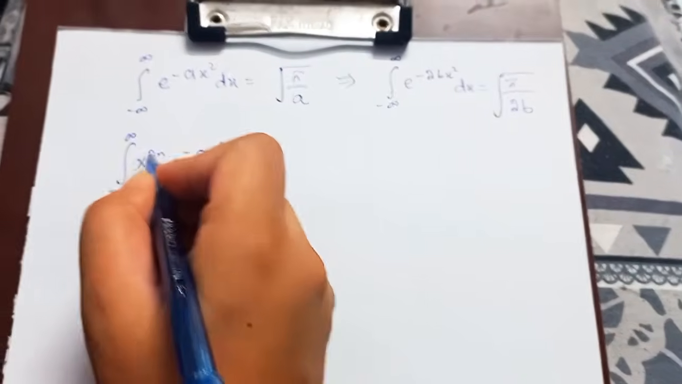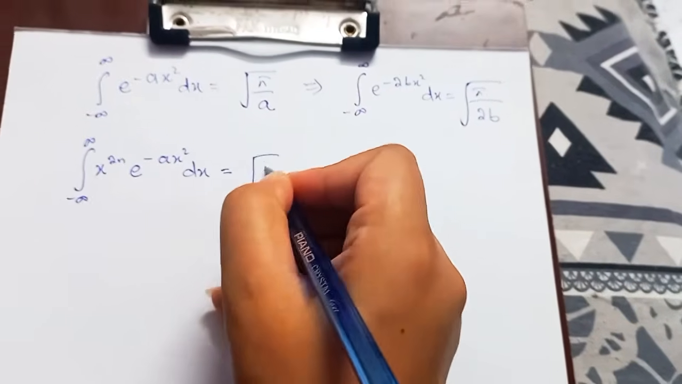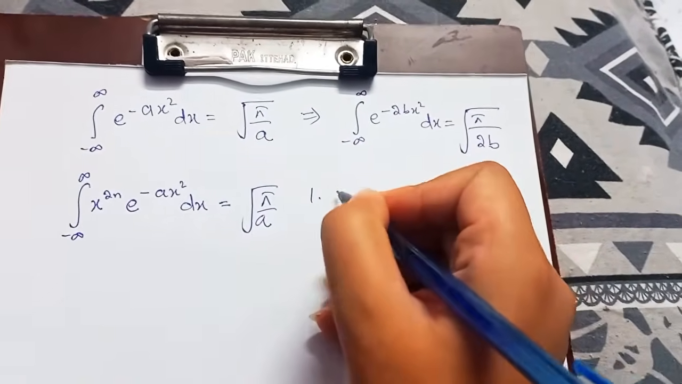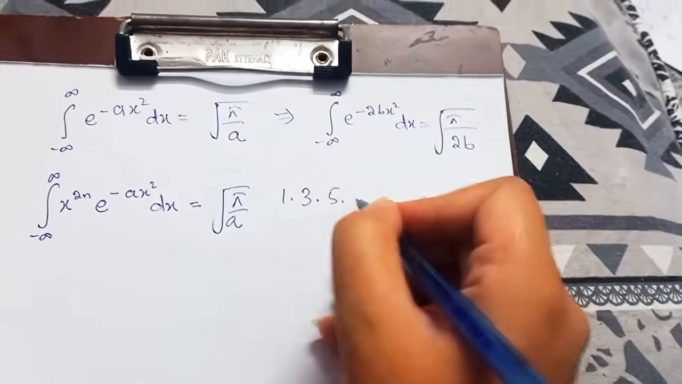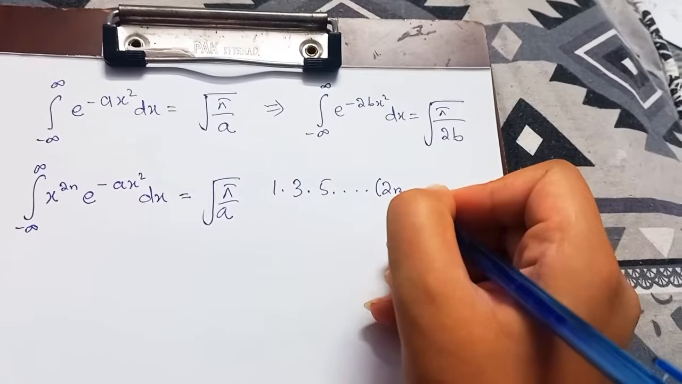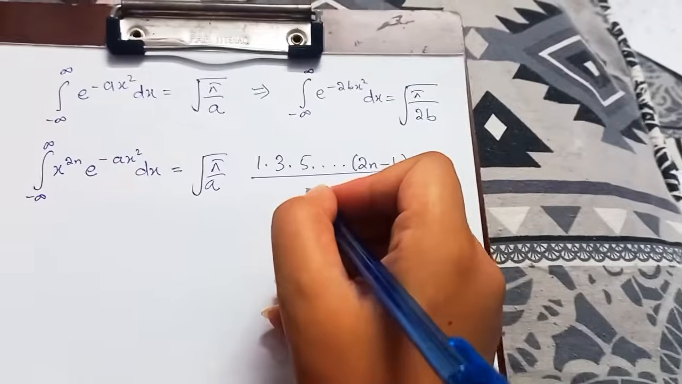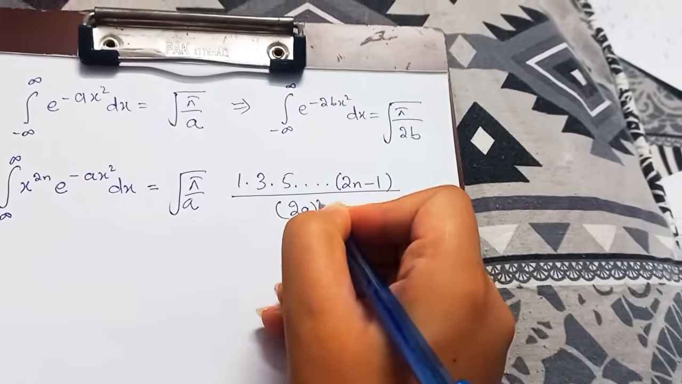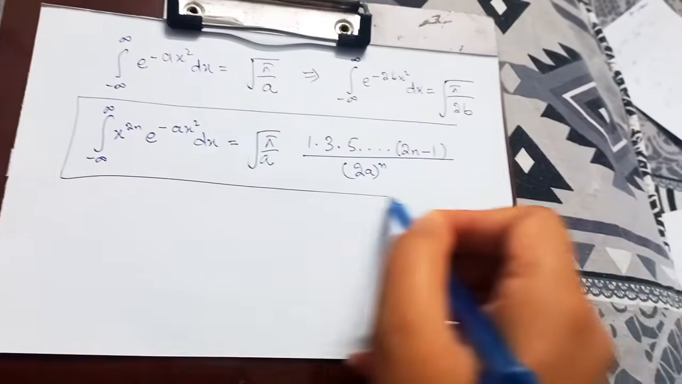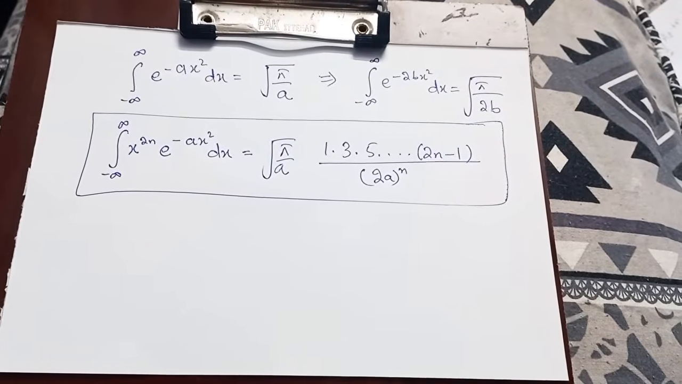So this for n in here, we'll see how it applies. That is equal to pi by a, then we have this product 1 dot 3 dot 5, meaning all the odd numbers will be multiplied. But what is the last value to multiply? It's 2n minus 1. It depends upon the value of n how many odd numbers will be multiplied, divided by 2a to the whole power n. This is the general formula. You should remember it because it will help you to do various integrations that will come later.